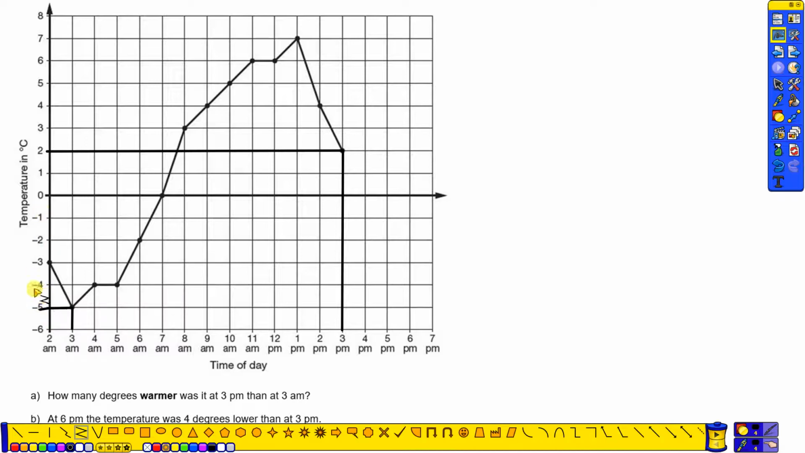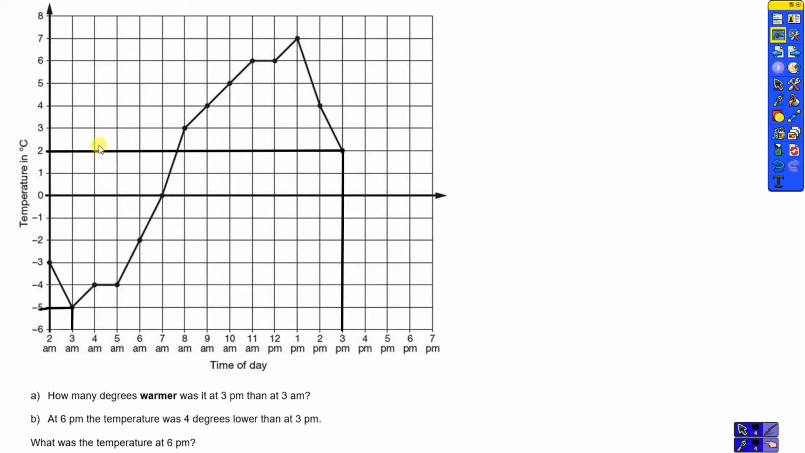So we need to find the difference in temperature between 2 degrees and minus 5 degrees. And as in this graph, each line or each square is 1 degree, we can simply count the difference. So 1, 2, 3, 4, 5, 6, 7 degrees is our answer.